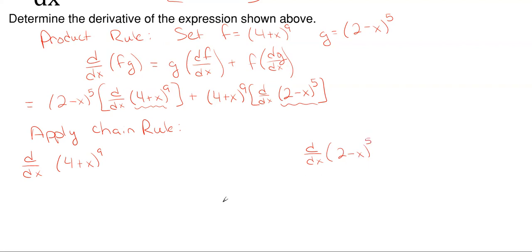Applying the chain rule, we're going to have to do some substitution once again. I'm going to set u to everything within the brackets before the power is taken, so that'd be 4 plus x. Then I'm going to set h equal to u to the power of 9. Very similarly over here on the right side, I'm going to set v equal to everything within the brackets, which is 2 minus x, and then I'm going to set m equal to v to the power of 5.